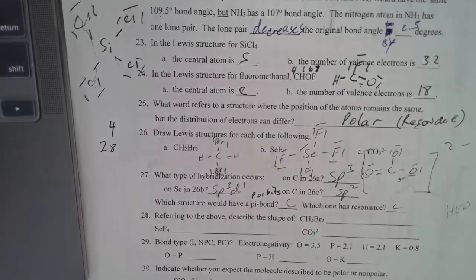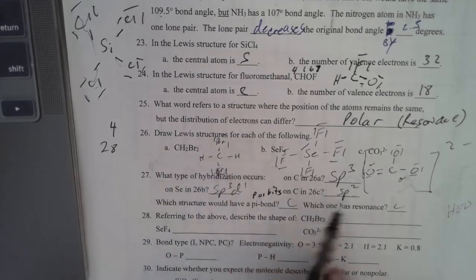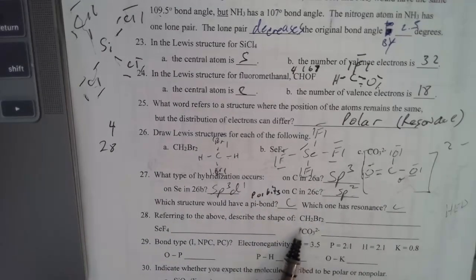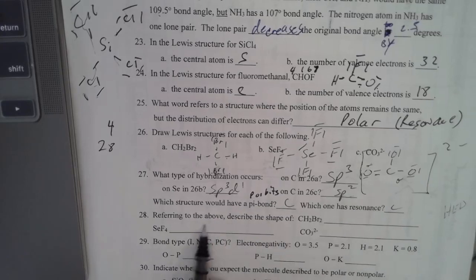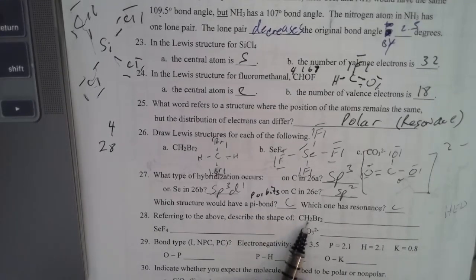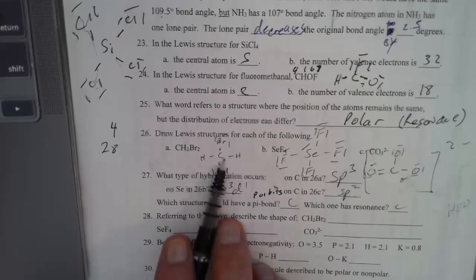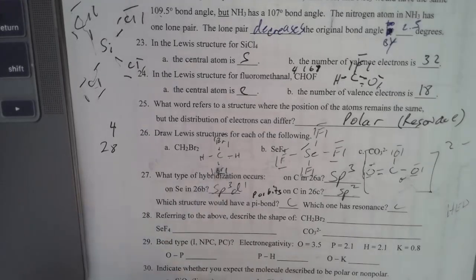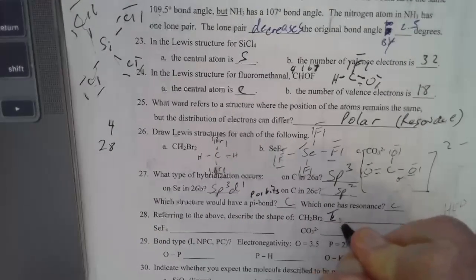Referring to the above, describe the shape. We already have all the sp3 stuff. So, referring to the above, describe the shape of CH2Br2. So this is sp3 hybridization with no lone pairs. So the shape is the same as the arrangement, tetrahedral.